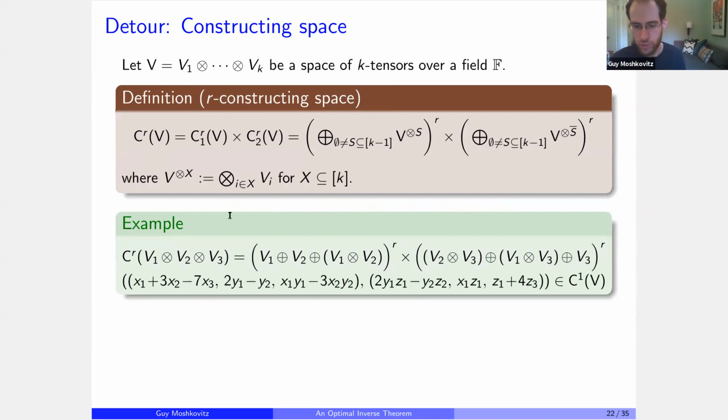So let's immediately jump to an example, because otherwise this might seem a bit abstract. So we're talking about the constructing space for three tensors. So here's a concrete example here in yellow. The first item in the first list is a polynomial in the x variables. For three tensors, you have x variables, y variables, and z variables. So the first item in the first list is a linear form in the x variables. And then the first item in the second list is a bilinear form in the y and z variables.